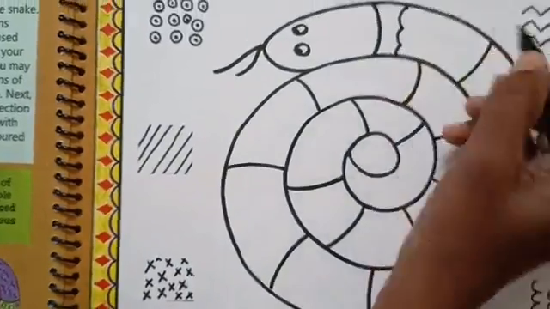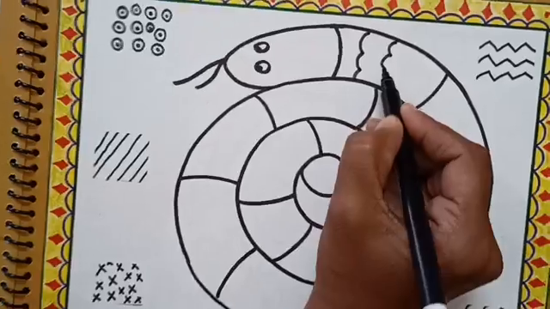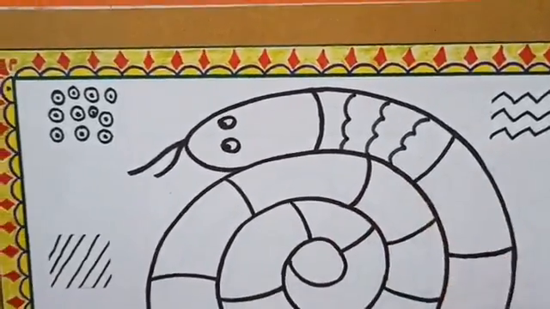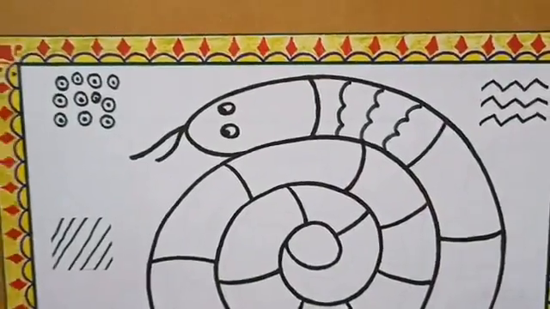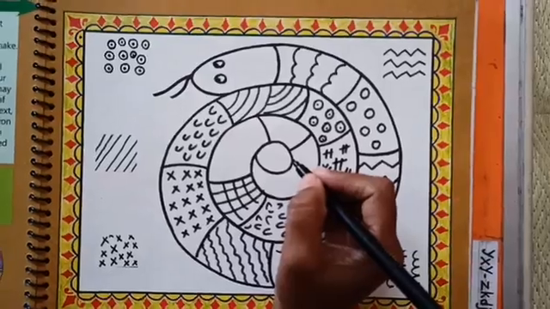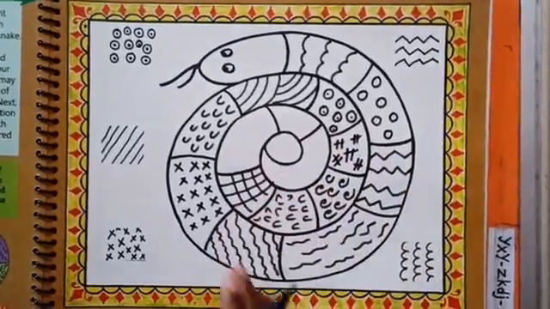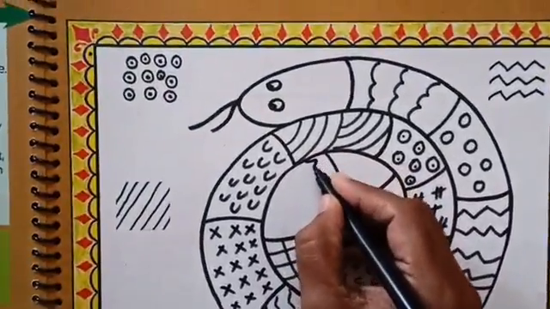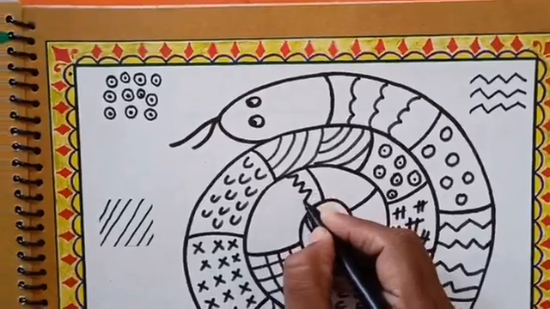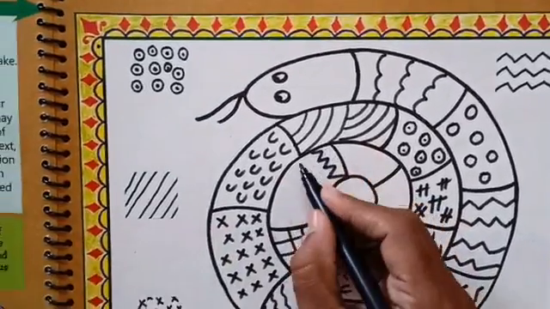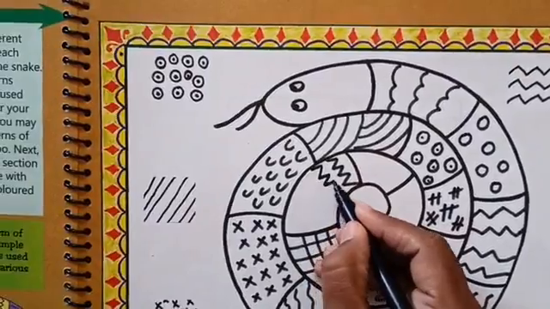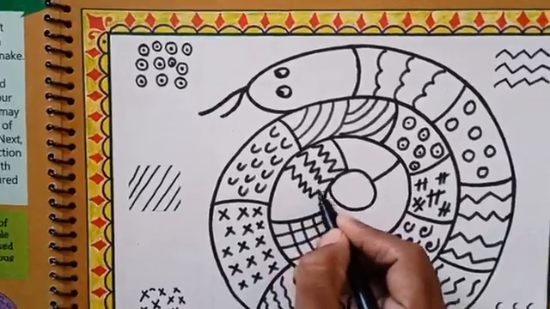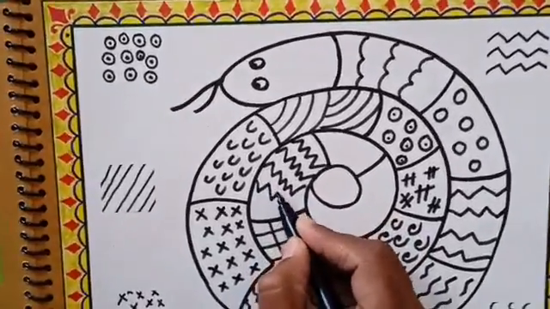Slowly draw in this image like this only, in all the boxes or shapes. See, like this you have to draw the patterns. Children, you can use different patterns also. No need to compulsorily copy this only. You can create your own patterns. Free hand you have to draw.